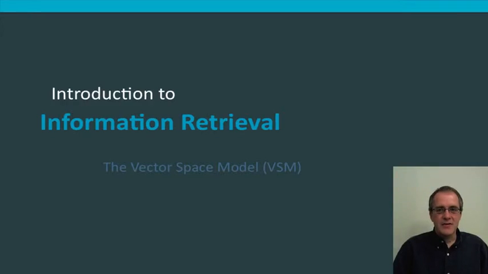Hi again. Okay, we've already laid some of the groundwork with notions like term frequency and inverse document frequency. But in this segment, what I want to introduce is properly the retrieval model of the vector space model, which is one of the most commonly used models of information retrieval in real systems.